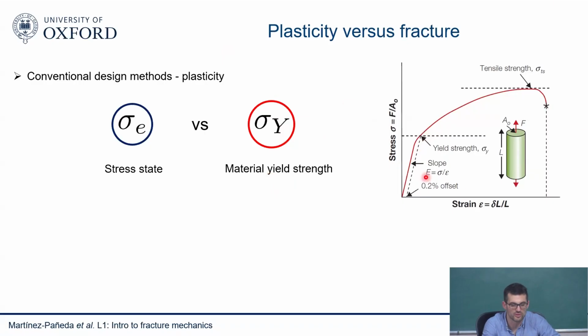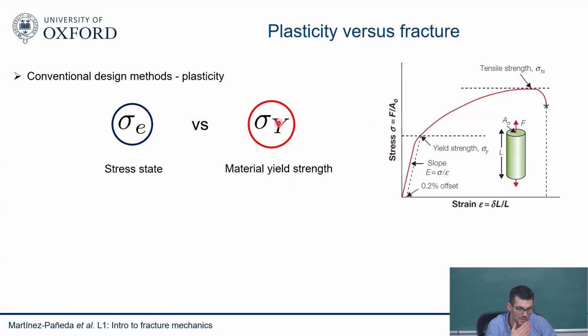This is 1D, of course. In 3D you need to come up with an effective stress, so you need to go from the stress matrix or stress tensor to one scalar value. So you apply von Mises, for example, or Tresca, or any other yielding criteria, and then you make sure that as an engineer, your von Mises stress is never larger than the yield stress.